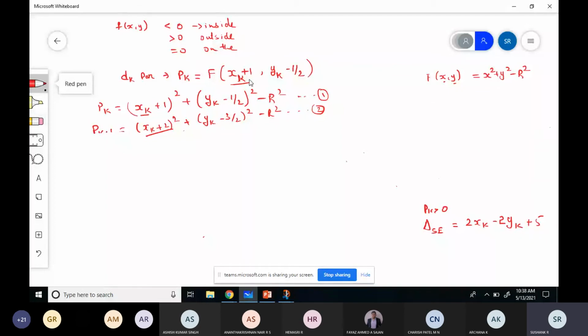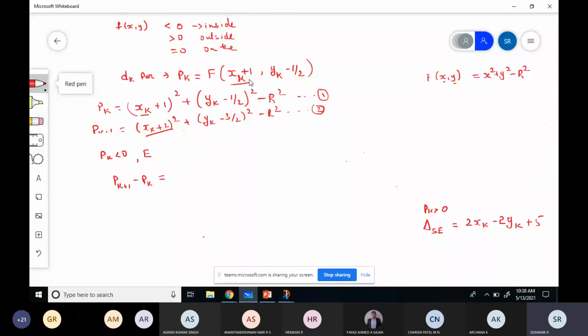Now the other scenario. What will happen when pk is less than 0? When pk is less than 0, you will select E. So in that case also x will be incremented by 1. So again, what is the difference? P of k plus 1 minus P of k.